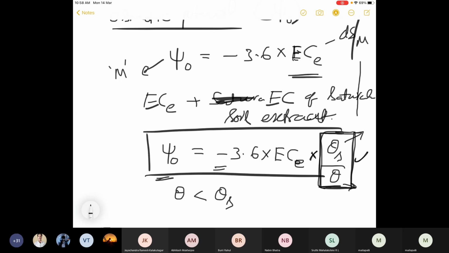If you have a saturated case versus a drying case, like theta is getting dried, that's going to affect your osmotic potential. So I would suggest you go ahead with this first, right? Then if no information is given on soil moisture, you can assume that the soil moisture is theta S, so theta is theta S. If no soil moisture is given in the problem, that's the only difference.